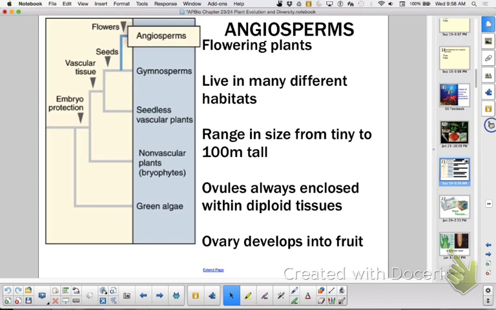Okay? So on your notes, the very first thing talks about the different types of plant tissues.